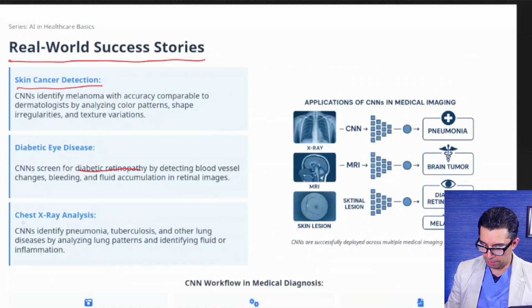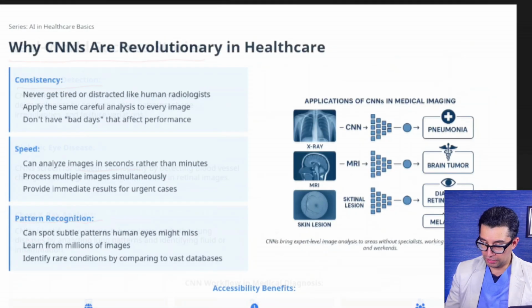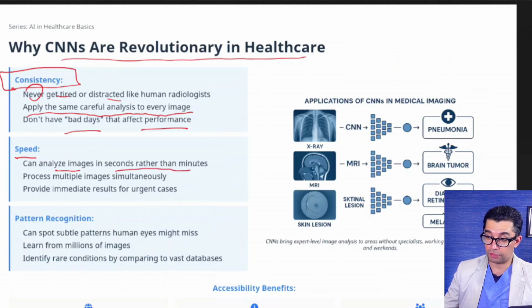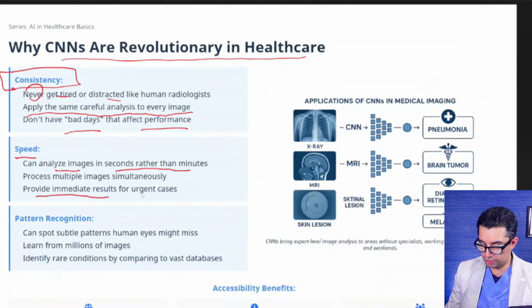As we discussed and demonstrated, chest X-ray analysis. But why are they revolutionary in healthcare? Well, consistency. They are trained and they will do the job. They never get tired or distracted. They apply the same careful analysis to every image. They don't have bad days that could affect their performance, and we all know we all have bad days. Speed. They can analyze images in seconds rather than minutes, even though trained radiologists can do it pretty quickly as well. However, not everyone is a fully trained, experienced radiologist. And more importantly, they provide immediate results for urgent cases.